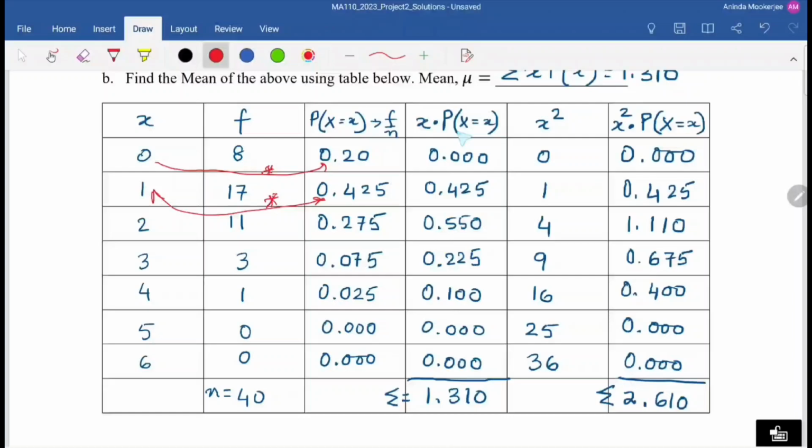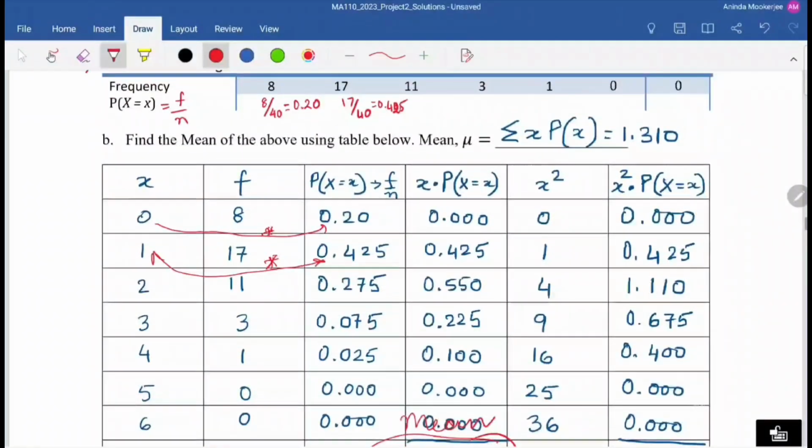All right, so we have x times probability of x, and these are the values obtained by multiplying the third column with the first column values. So 0.075 multiplied by 3 is 0.225. 0.025 multiplied by 4 is 0.100. And at the end, you sum it up. So when we sum it up, it's sigma x times probability of x, and that is the value of the mean. That is mean. All right, so just write it up here.